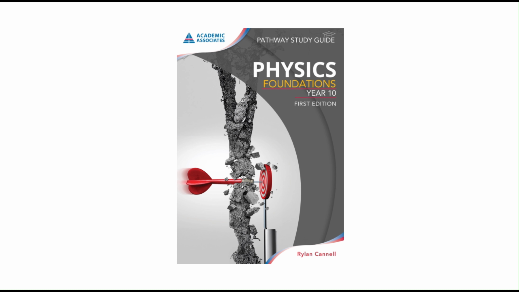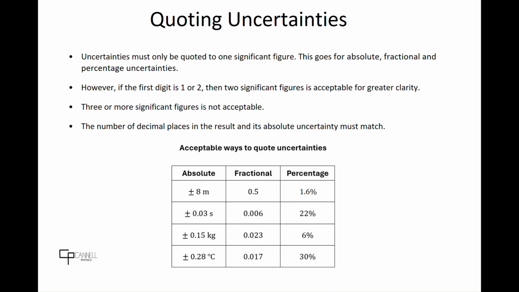Now let's start today's topic. Before we learn how to propagate uncertainties, it's important to know how to quote them properly. So here are some dot points to help us. Uncertainties must only be quoted to one significant figure. This goes for all three formats: absolute, fractional or relative, and percentage. However, if the first digit is 1 or 2, then two significant figures is acceptable for greater clarity.